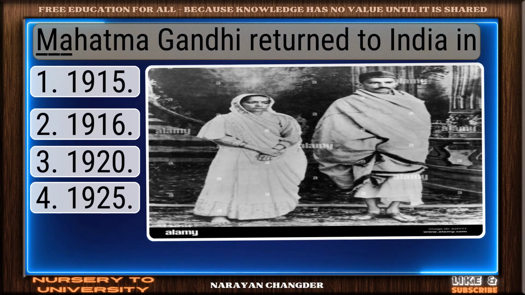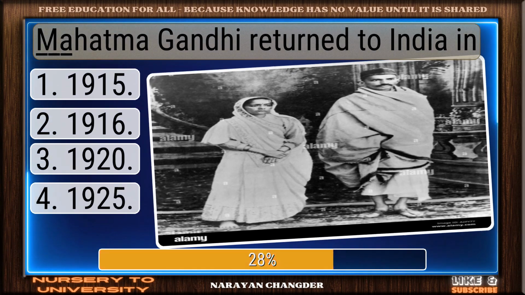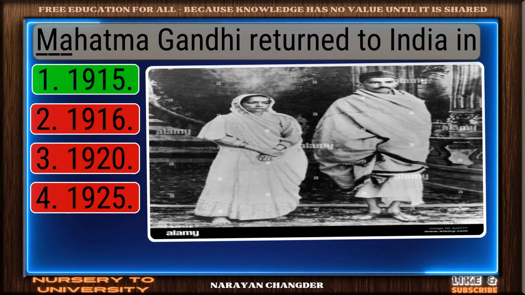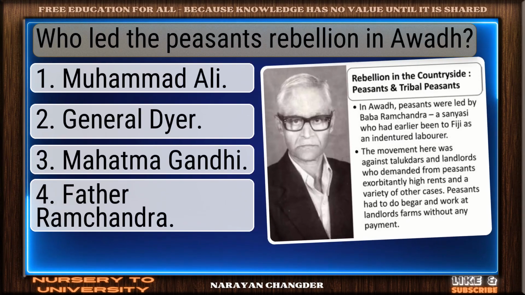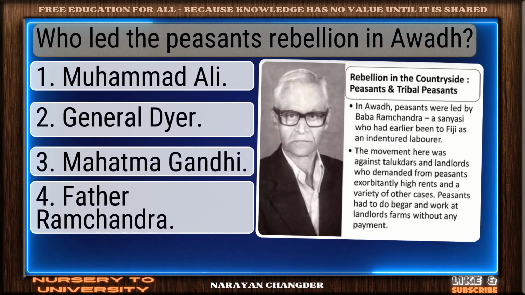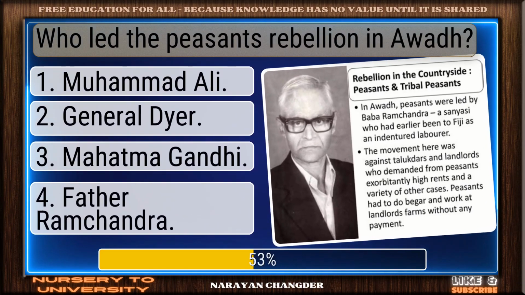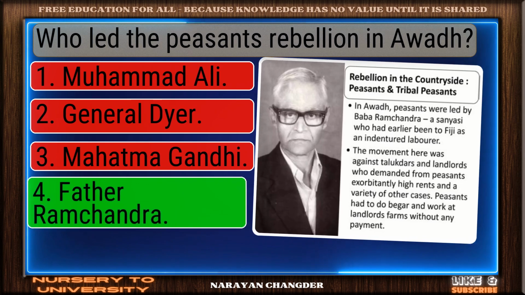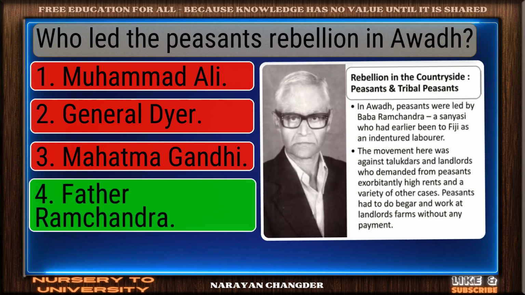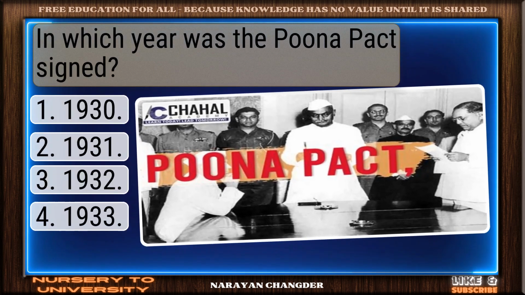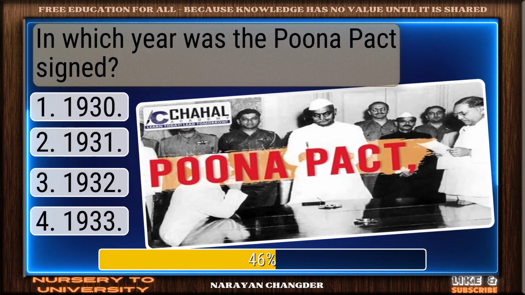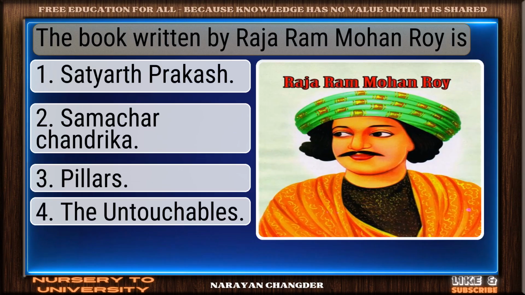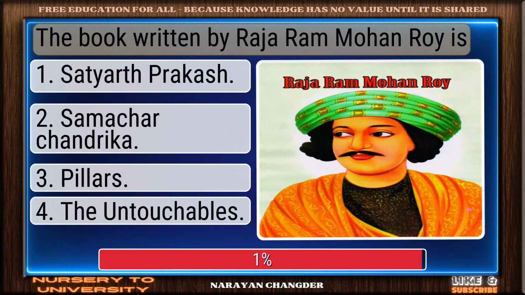Mahatma Gandhi returned to India in dash. You're right. 1915 is correct. Who led the Peasants' Rebellion in Awadh? Excellent choice. Baba Ramchandra is right. In which year was the Pune Pact signed? You chose 1932, correct. The book written by Raja Ram Mohan Roy is.